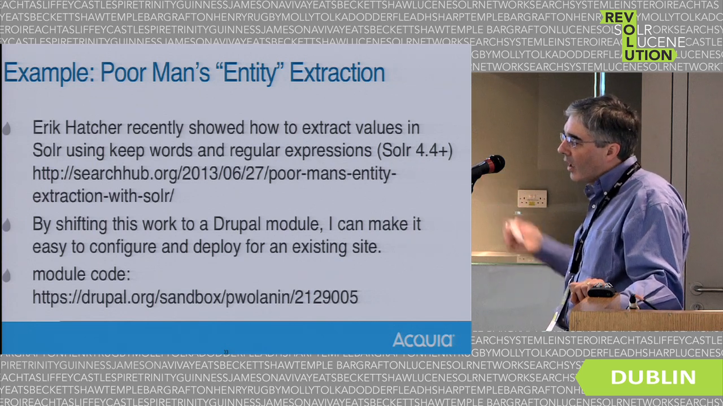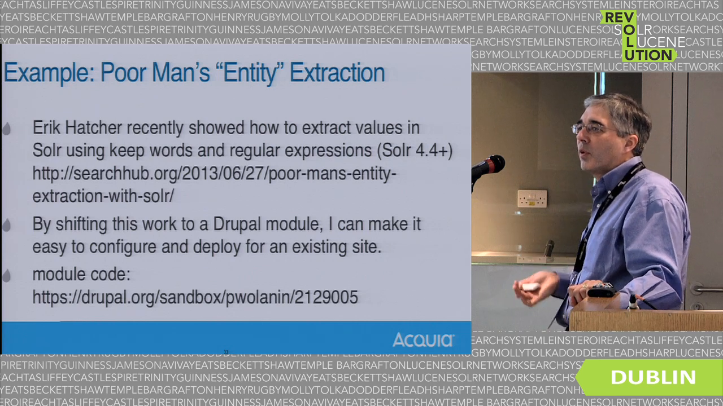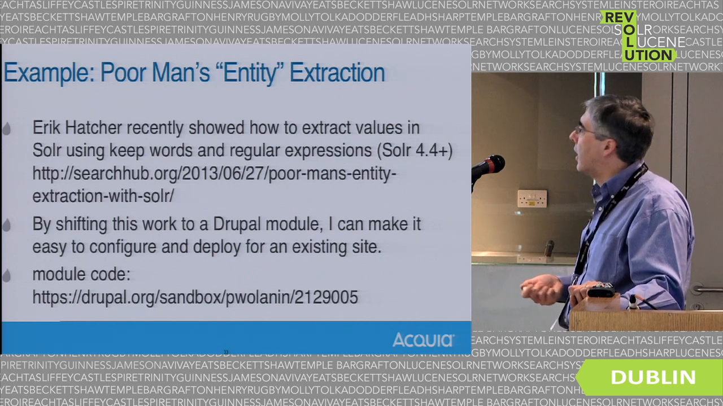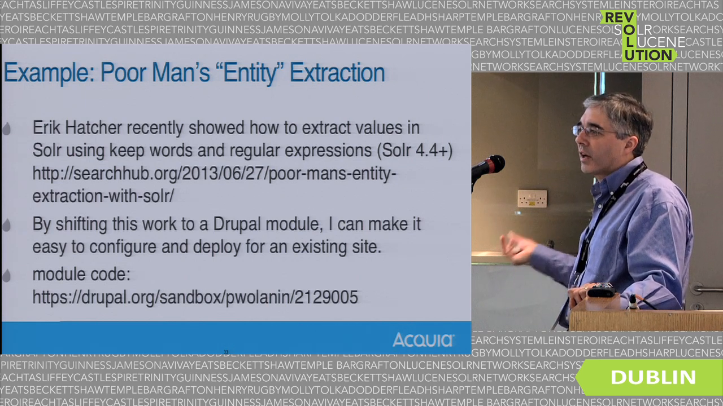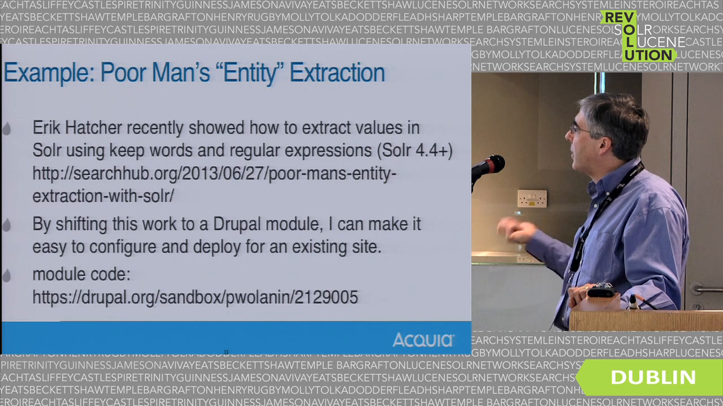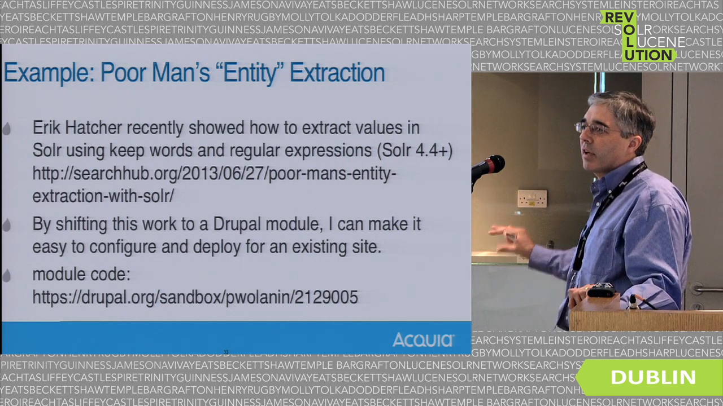So what I want to show you is an example of shifting that work into the Drupal module, before we actually send the content to Solr. Then I can make it work for any version of Solr that interacts with this standard API. And I can just deploy this to my existing Drupal site, and I don't have to touch the Solr server.